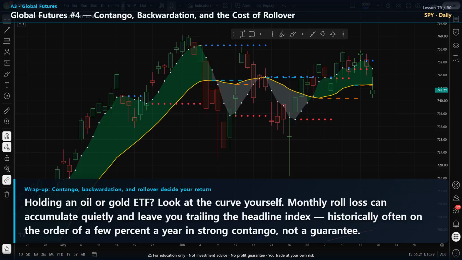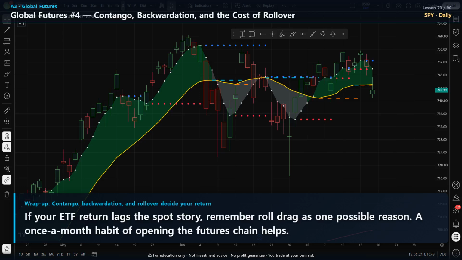Monthly roll loss can accumulate quietly and leave you trailing the headline index, historically often on the order of a few percent a year in strong contango, not a guarantee. If your return lags the spot story, remember roll drag as one possible reason. A once-a-month habit of opening the futures chain helps.